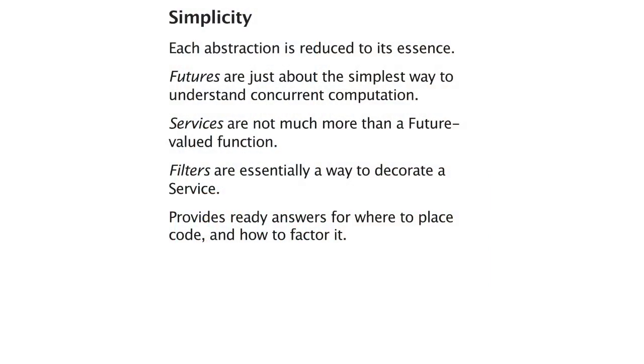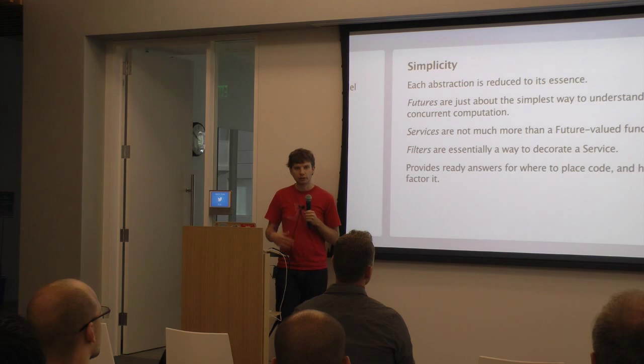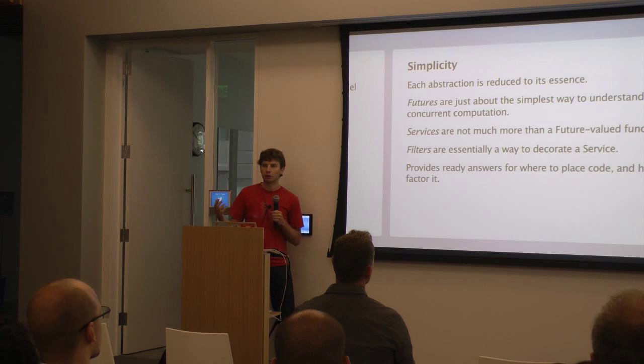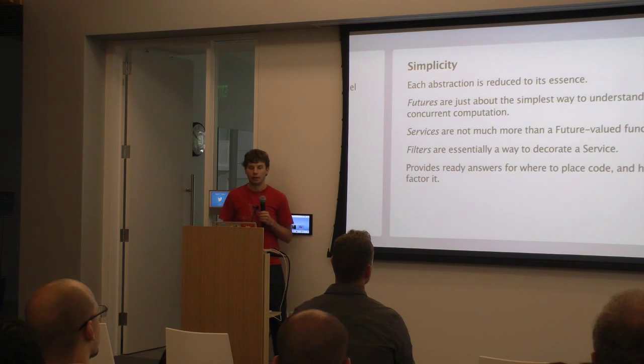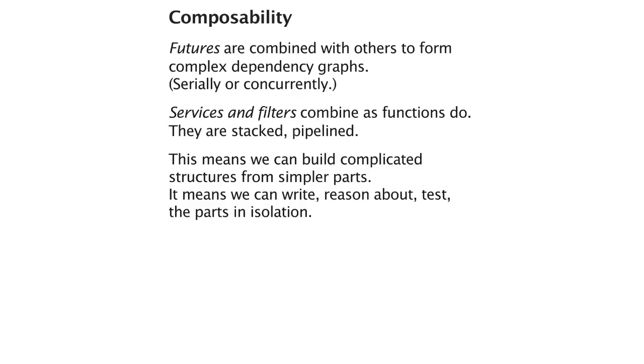First of all, the abstractions that Finagle offers have been reduced to their very essence. A future is, I think, just about the simplest way you can understand a concurrent computation. A service is really not much more than a function that returns a future. And filters are really not much more than a standard way of decorating those functions with different behavior. The result is that it's almost always obvious where functionality belongs. There are ready, clear answers to what belongs where. And I think that's evidence for this being an orthogonal basis for this kind of computation.